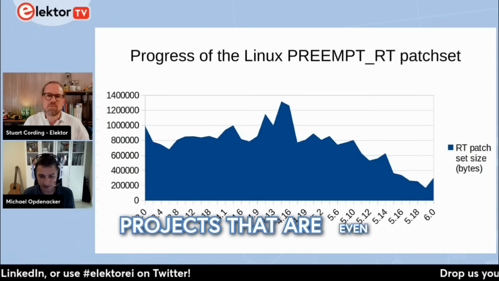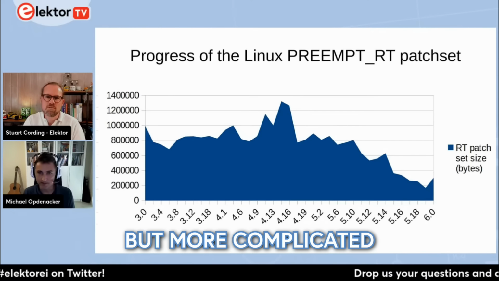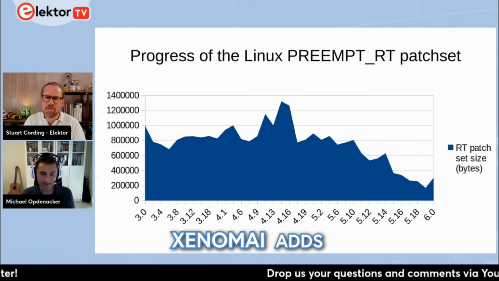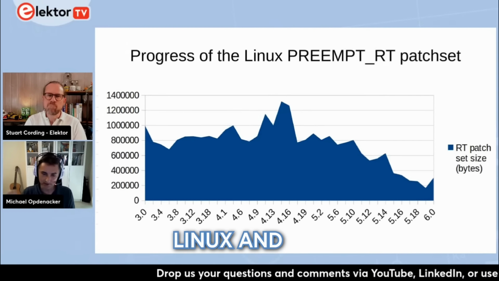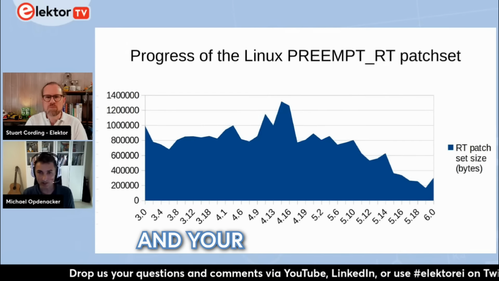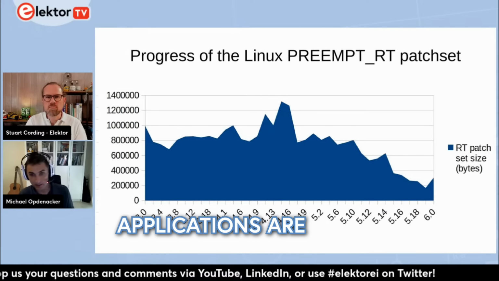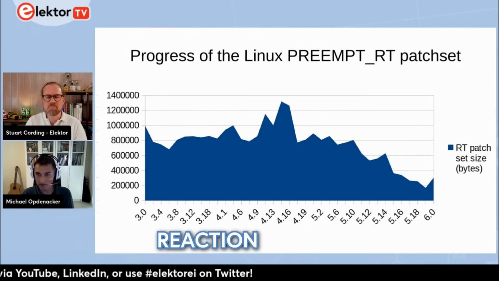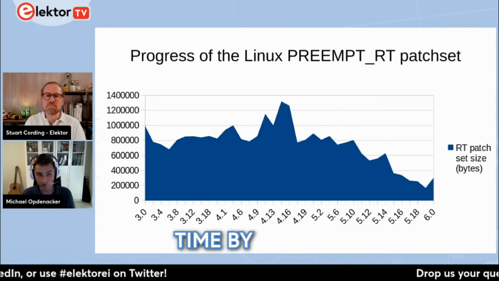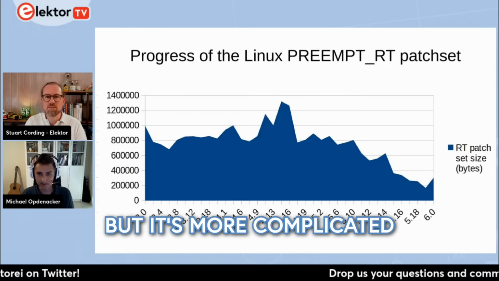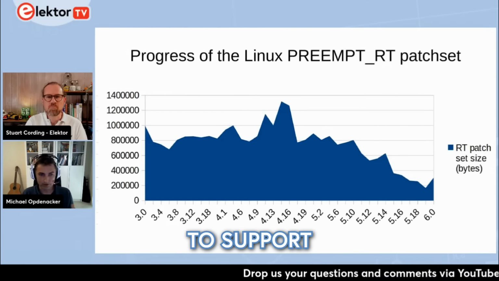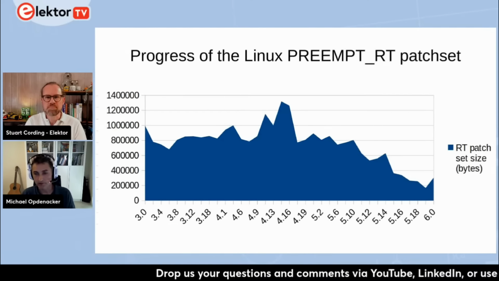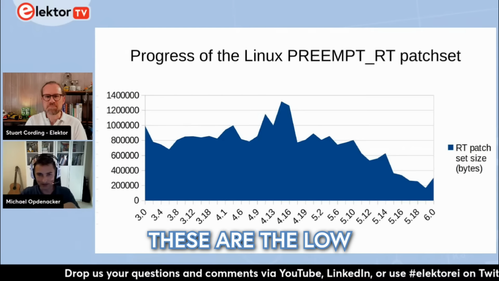You could use other projects that are even better but more complicated, like Xenomai. Xenomai adds a real-time kernel between Linux and your hardware, so that the real-time applications are really handled by a real-time scheduler. So you can divide the worst-case reaction time by 3 or 4. Right. But it's more complicated to support, and not all hardware is supported. So these are the low level solutions.